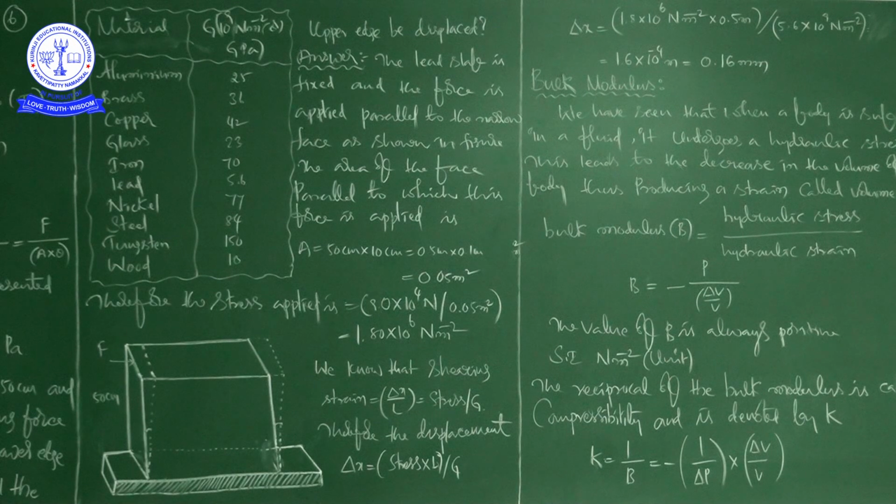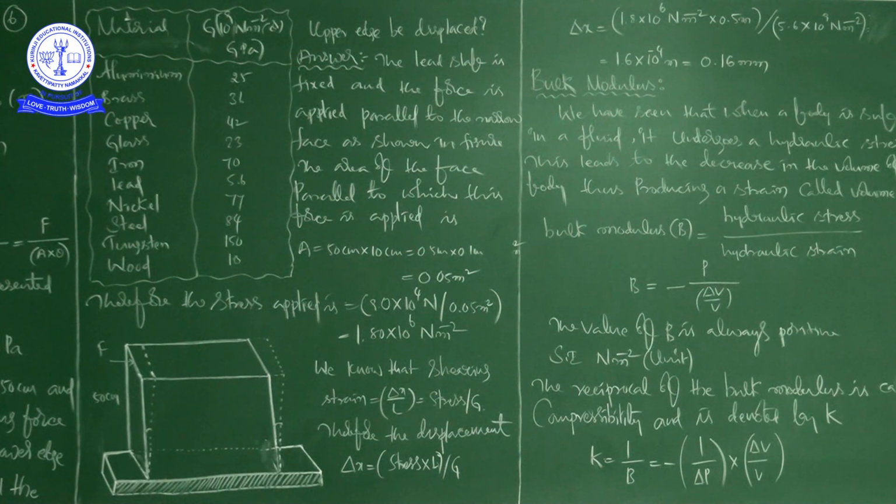Now, the reciprocal of the bulk modulus is called compressibility and is denoted by K. One more quantity, that is compressibility. It is defined as the fractional change in volume per unit increase in pressure. You can write it like this: K is equal to 1 by B, that is equal to minus 1 by delta P into delta V by V.